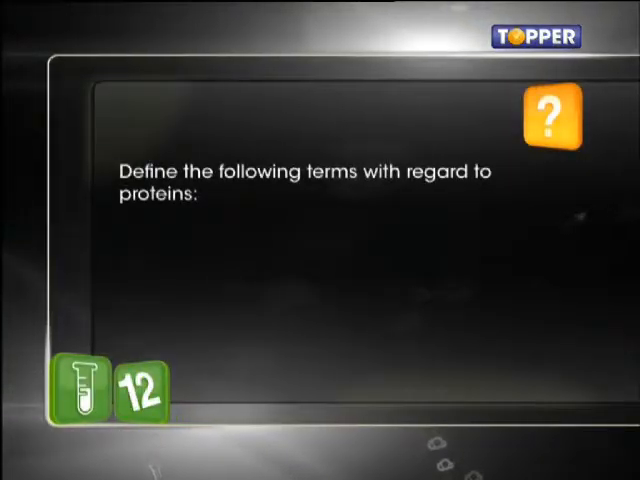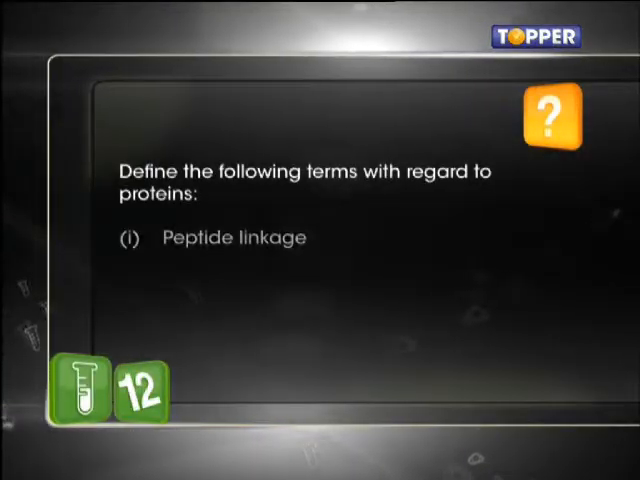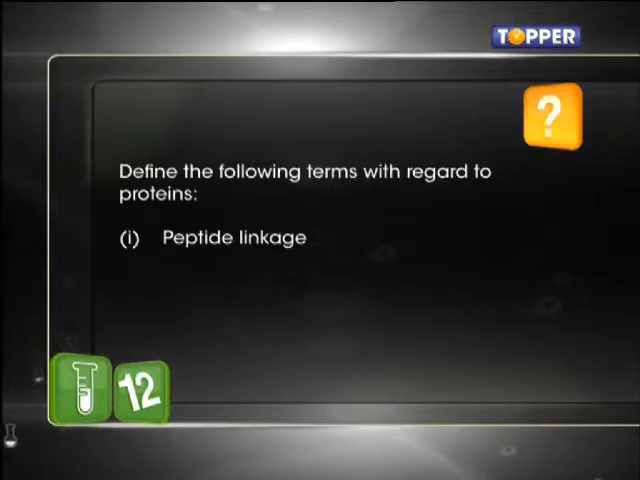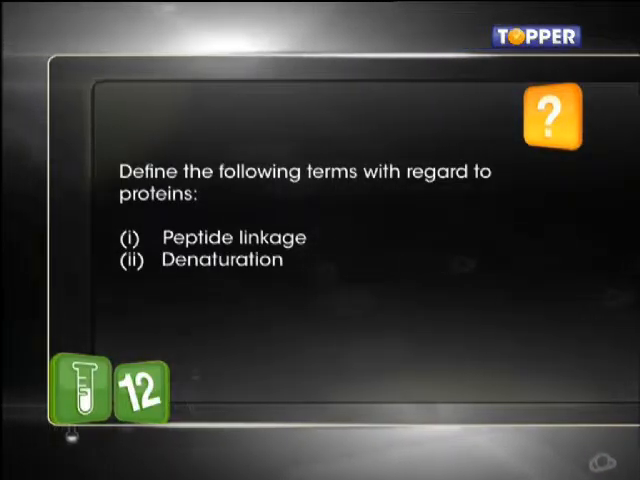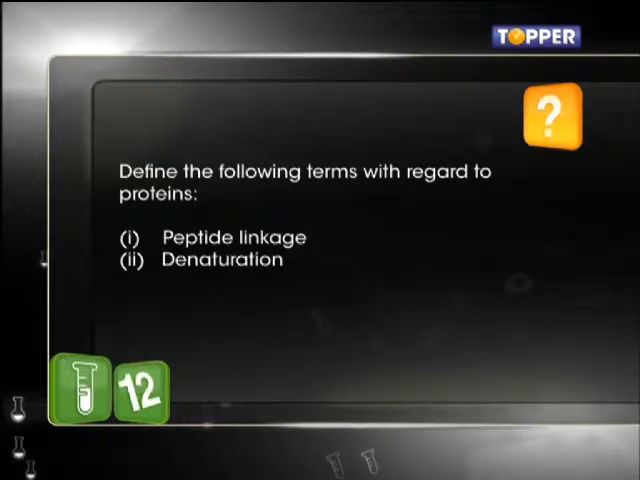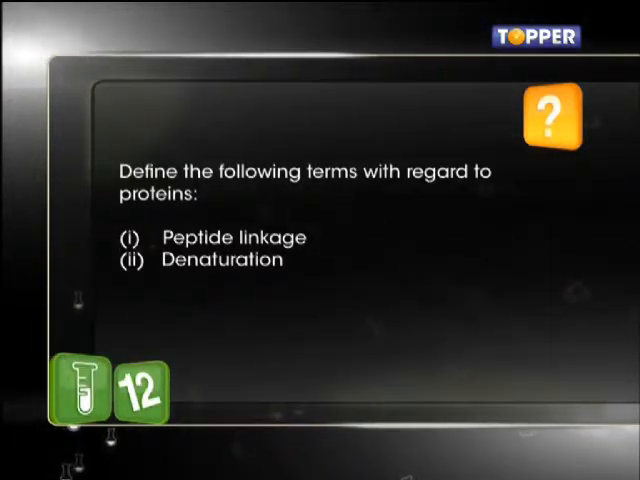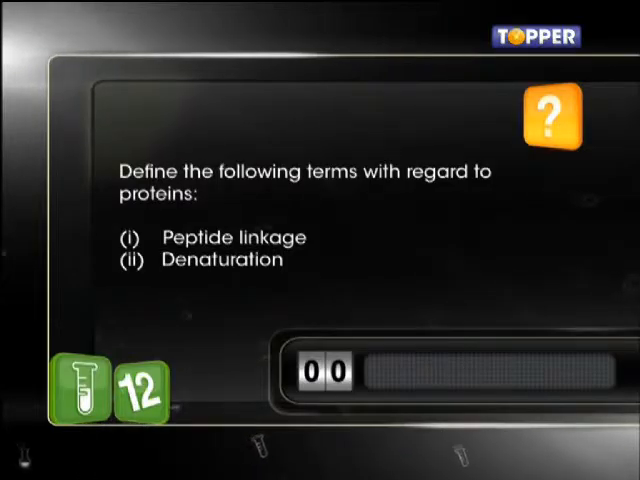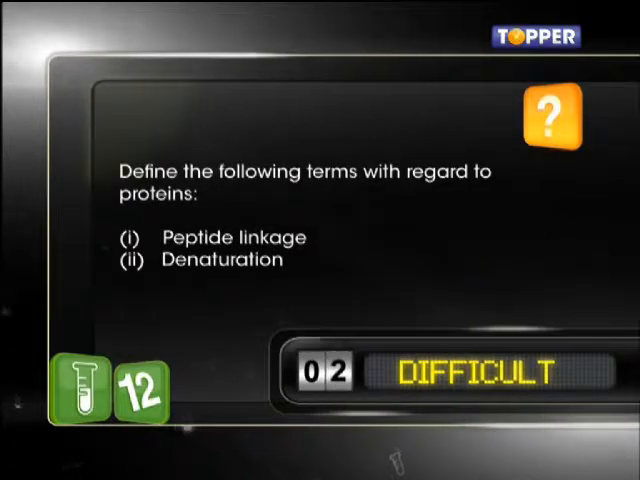Define the following terms with regards to proteins. 1. Peptide linkage. 2. Denaturation. This is a knowledge-based question which can be answered by applying the knowledge obtained while studying the chapter. Topper rates this 2-mark question as difficult.